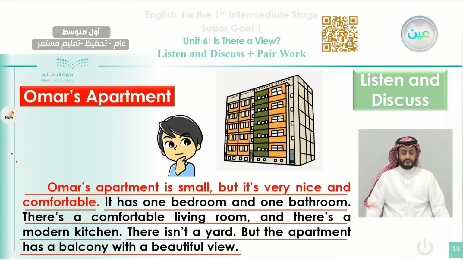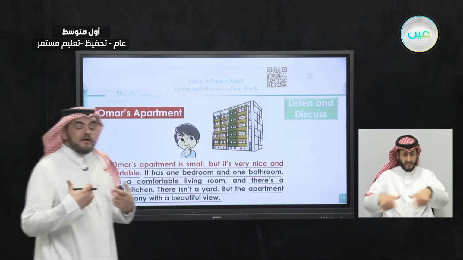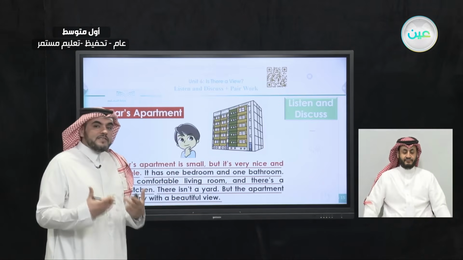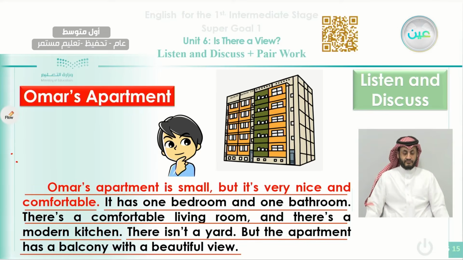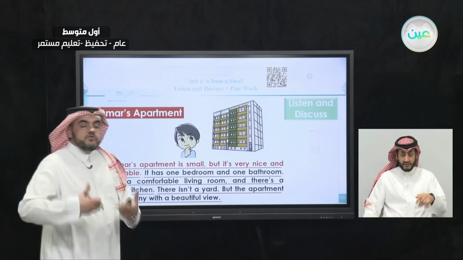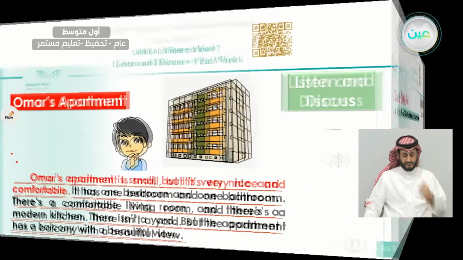Okay, so the balcony, as you can see here, this is a balcony. These are balconies, as you can see here, and it has a very beautiful view. This gives us an idea about the title of this unit. The title of this unit is Is there a view? That means, is there something good to see through a balcony or through a window? That is called a view.